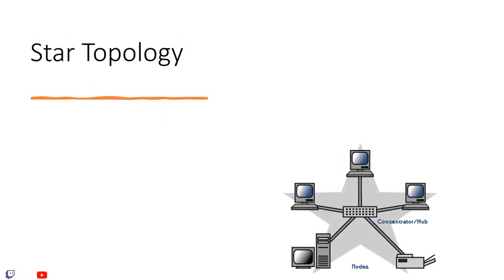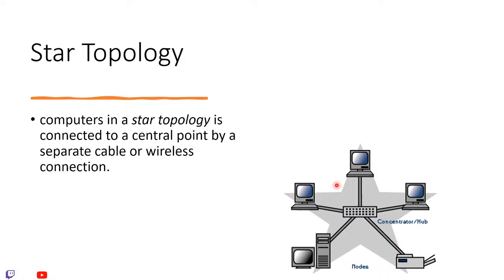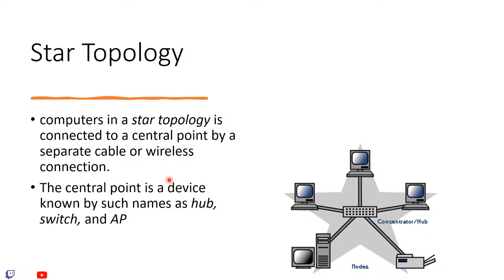So next one is star topology. So in the star topology, the nodes are connected like that. Computers in a star topology are connected to a central point by separate cable or wire connections. So the central point is a device known by names such as hub, switch, or AP.